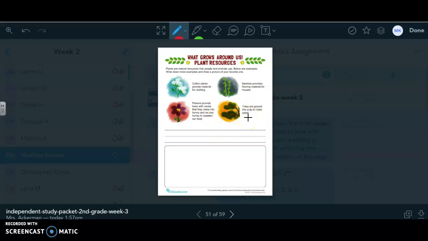Pick a different plant. It can be a different kind of flower or a different, I would think about crops. You know, we have lots of crops around here. What kind of crops do farmers plant, and what do they use them for, okay? You can draw a picture of your favorite plant, okay?